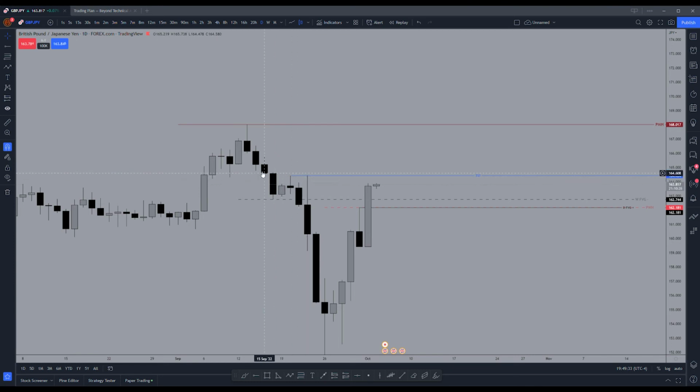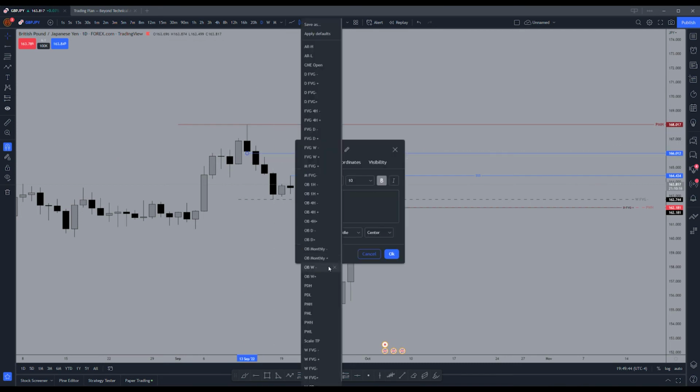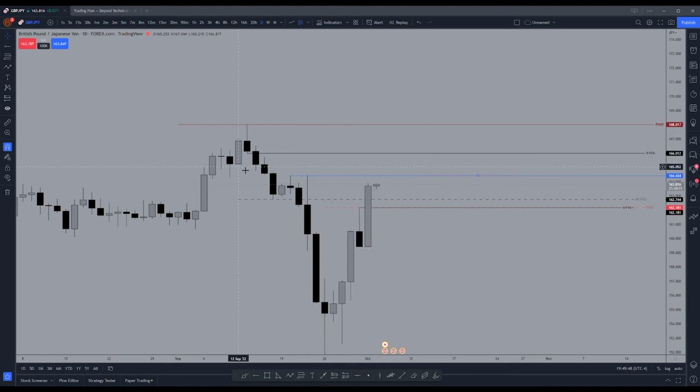But something of importance is this little space right here. So we still have a little bit of imbalance in the market. Mark this as a daily fair value gap minus because it is bearish. And we have this order block right here. So this is going to be our daily bearish order block.